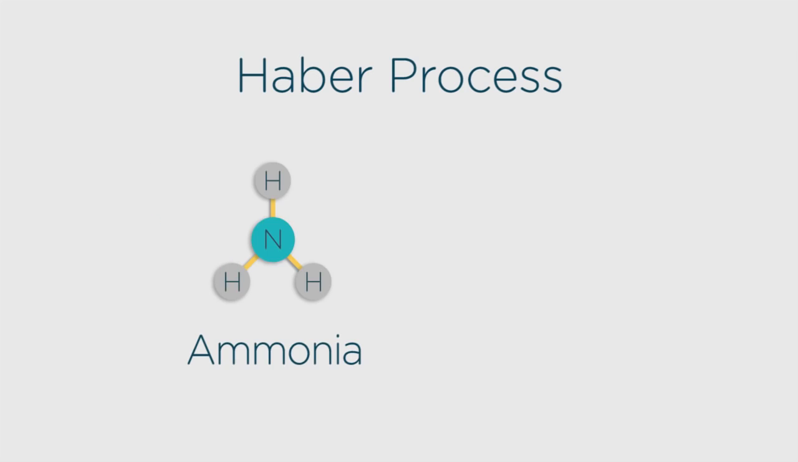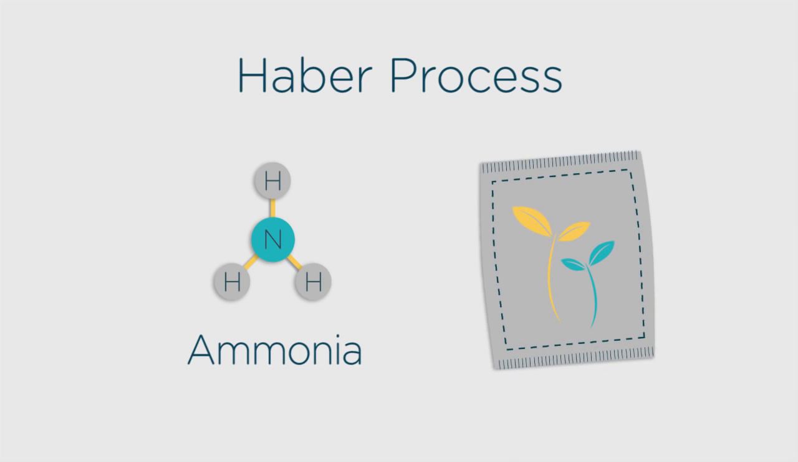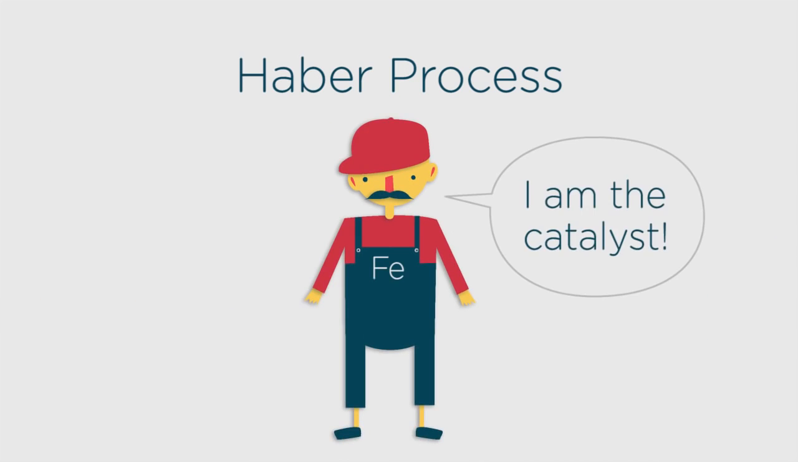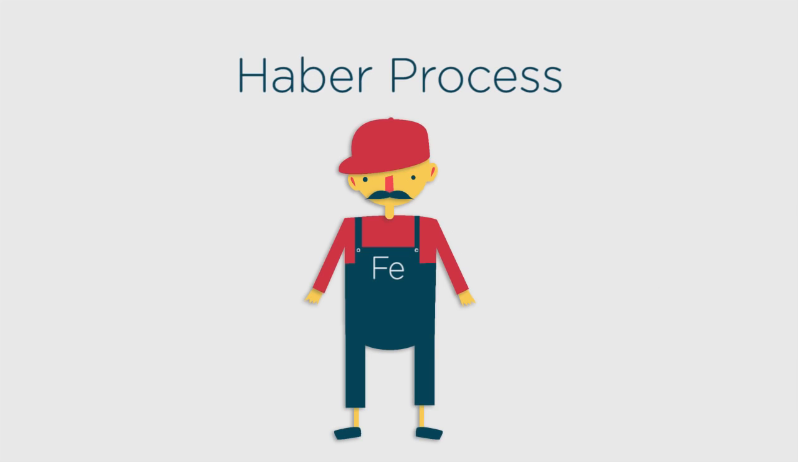Firstly, the Haber process to manufacture ammonia, most of which is used in fertilizers. In this process, iron is the catalyst. The iron has potassium oxide, which acts as a promoter, added to increase its efficiency.